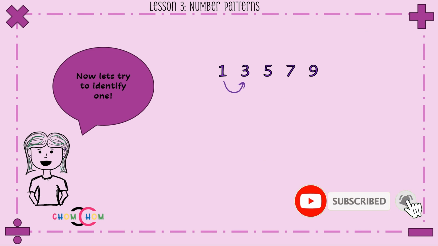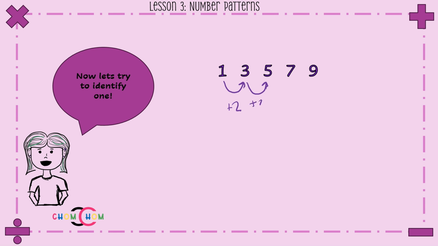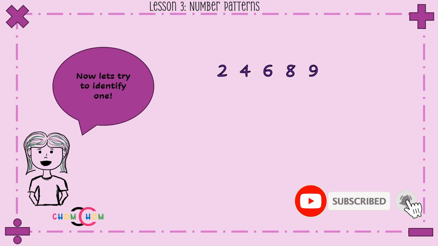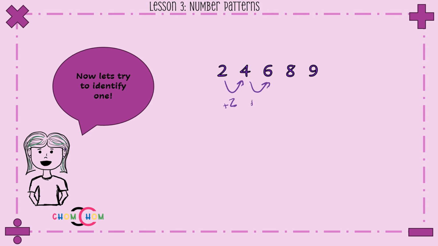So this goes from 1 to 3, so plus 2. Oh, this goes from 3 to 5, plus 2 again. What do you think the pattern is here? We're adding 2 each time. Now let's identify this pattern. I'm adding 2 to get to 4, and I'm adding 2 to get to 6, and then I'm adding 2 more to get to 8. So that means we add 2. The number pattern is adding 2.